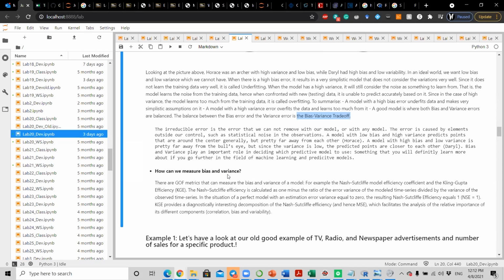The next question. How can we measure bias and variance? The goodness of fit metrics that we have discussed so far, MAE, RMSE, R-square, are they giving us any idea about bias or variance?